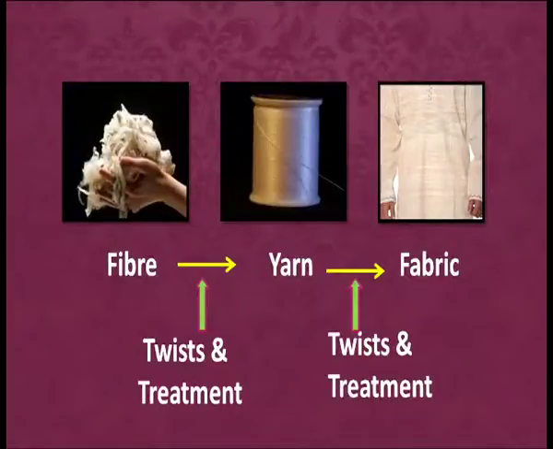So we process these fibers to make them into yarns. There are special processes which we follow. If you look at the slide that we have right now, you can see a fiber held in the hand. These fibers are twisted. They are given a special treatment from which we get the yarn. And these yarns are again further refined, twisted, and given special treatments to create different kinds of yarns. And these yarns are then woven to make a fabric.